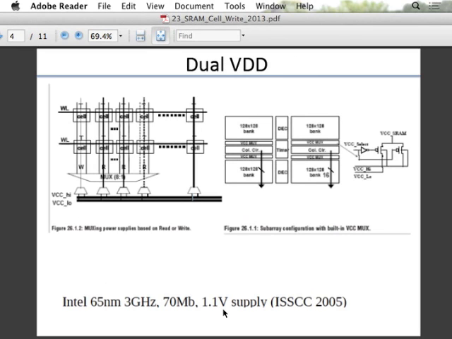Now this concept of using a lower cell VDD, you see this paper from Intel, they report this approach in one of their experimental chips. It's a 3 GHz 70 megabit chip with 1.1 volt supply. Is it clear to you from the back? So basically what they have is, in this memory array, the cell VDD is going vertically, that is the line in the center. Okay, and then these are the two bit lines, and this is the word line which is running horizontally. What they do is during a write, they have two supplies, high and low, and the cell VDD is essentially driven through that mux.